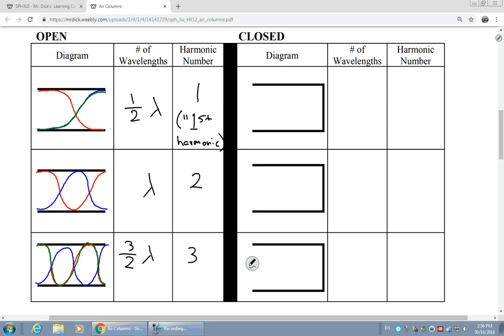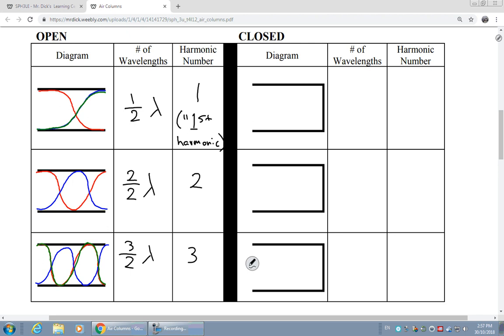What's nice is we can also use these harmonic numbers to give us a sense of a pattern. Because in our middle one that we said was one full wavelength, I could have actually written that as 2/2 of a wavelength. Because 2/2 is the same as one whole. And now you can see that the top of that fraction that's in front of lambda tells us the harmonic number.